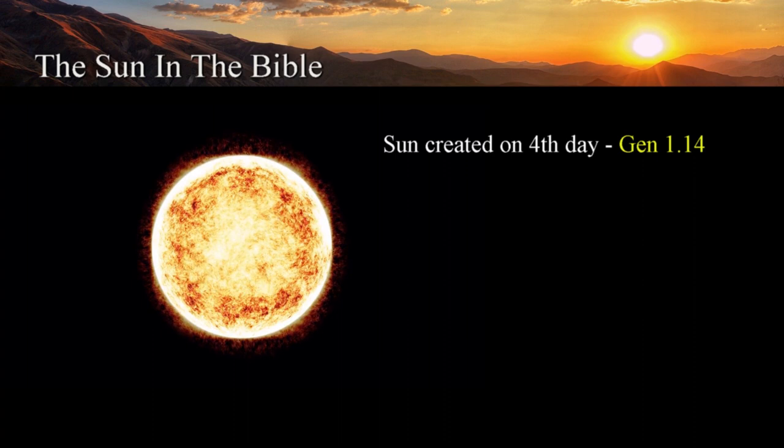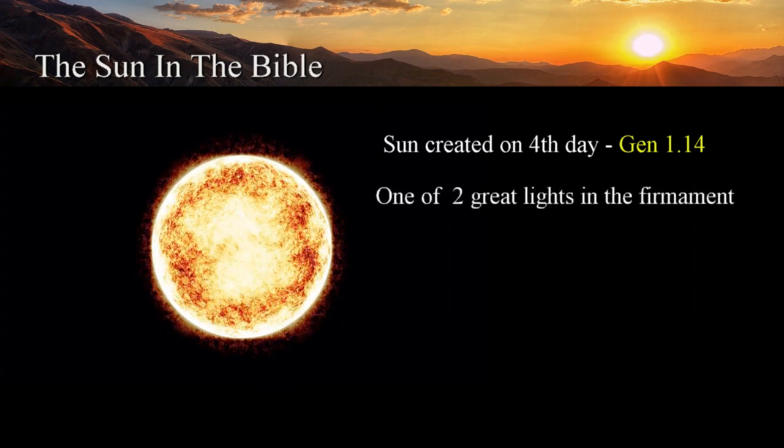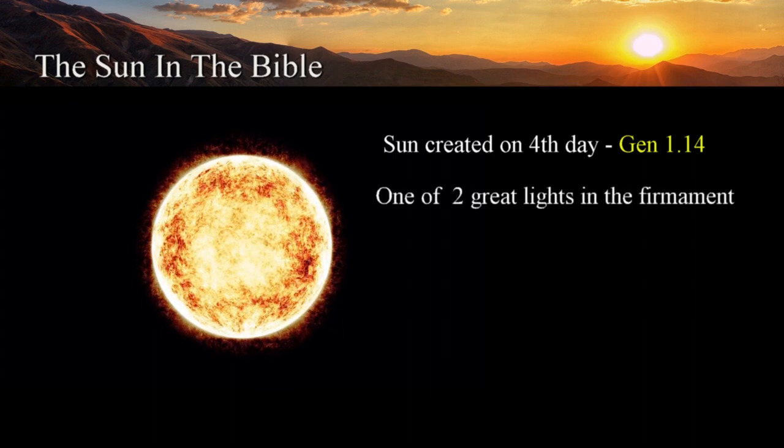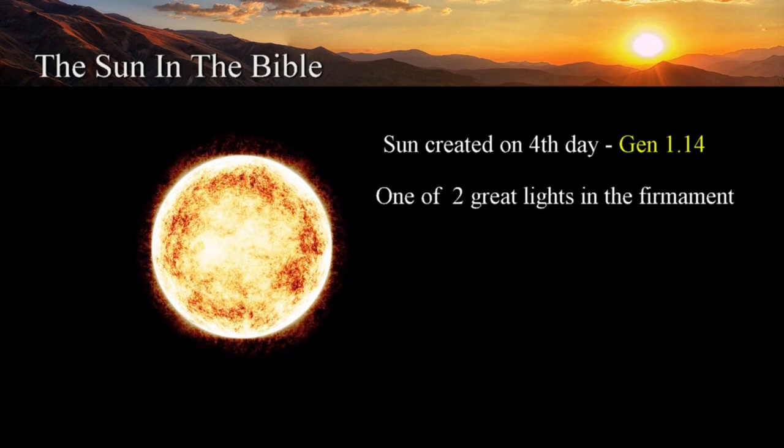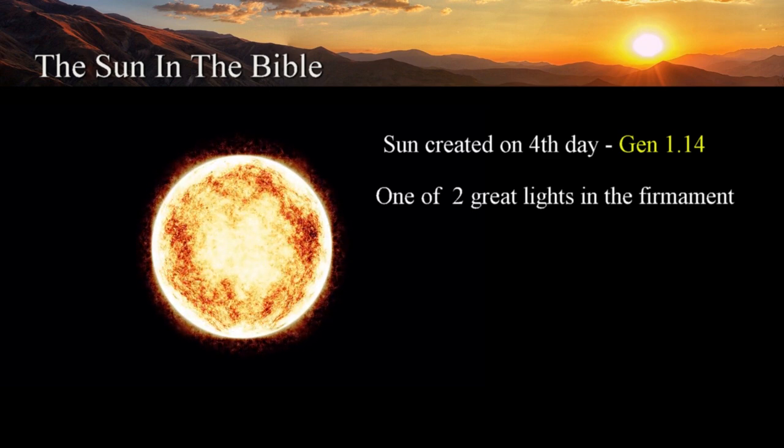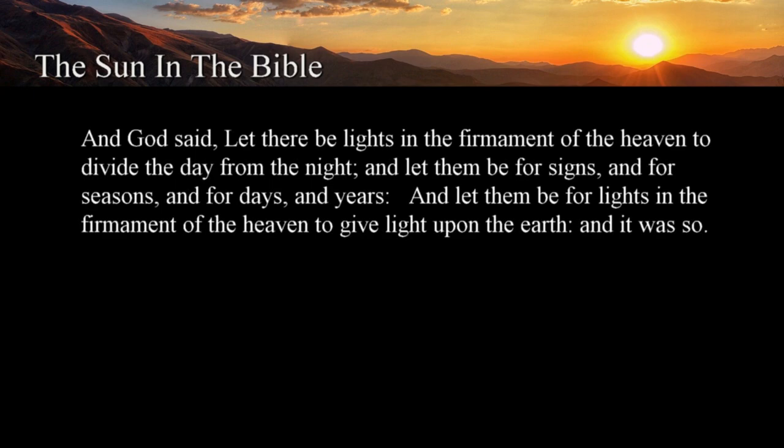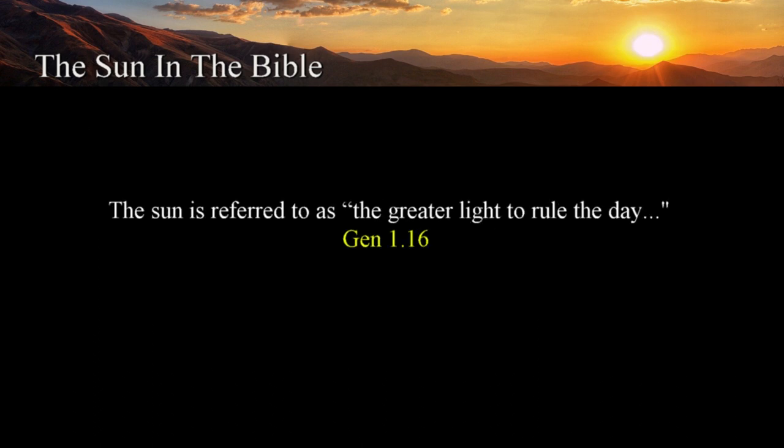Genesis introduces the sun on the fourth day of creation as one of the lights in the firmament in Genesis 1:14. The purpose for these lights, including the sun, is summarized for us. "And God said, 'Let there be lights in the firmament of the heaven to divide the day from the night, and let them be for signs, and for seasons, and for days and years. And let them be for lights in the firmament of the heaven to give light upon the earth,' and it was so." Genesis 1:14-15. The sun is referred to as the greater light to rule the day in Genesis 1:16.